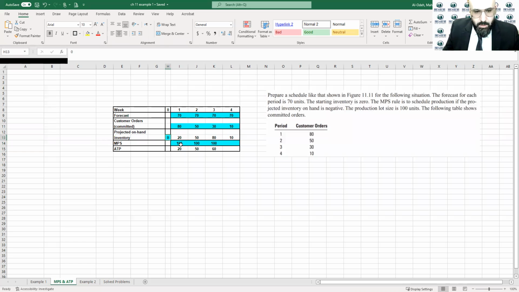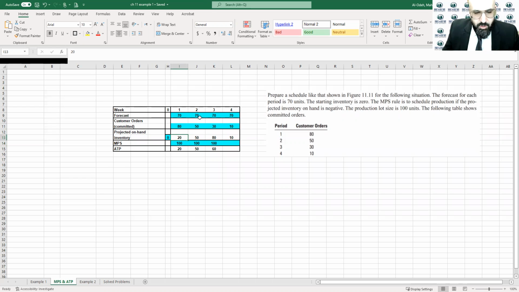So we start with a 0. 0 is not enough to satisfy the demand. So which one is the higher? We go with the customer orders. This is the highest, so we go with the higher one. Therefore, since we don't have enough inventory, we have to issue an MPS of 100 units. We send 80 to the customer. That would leave you with the 20 units available on hand.